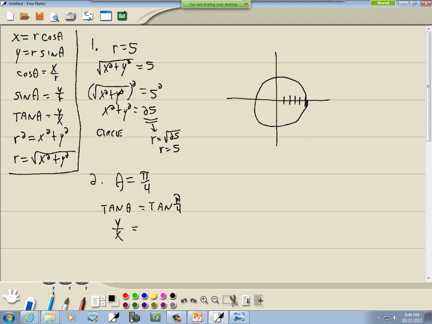Tangent of pi over 4. If I look at pi over 4 in my unit circle, my x value and my y value are both square root of 2 over 2. So tangent is y over x. So square root of 2 over 2 all over square root of 2 over 2 is 1. Multiply both sides by x, and we get y is equal to x. Now graph-wise, y is equal to x is a line passing through the origin like that.